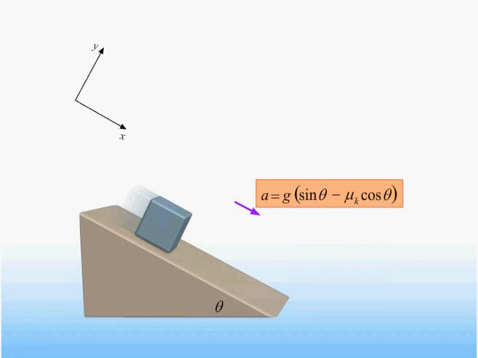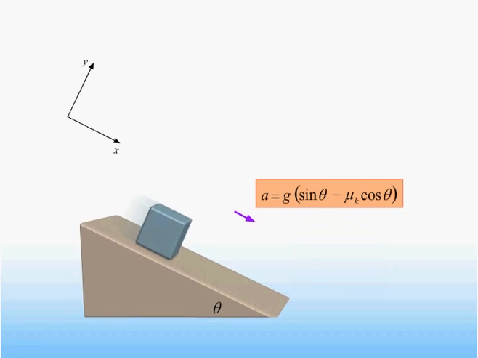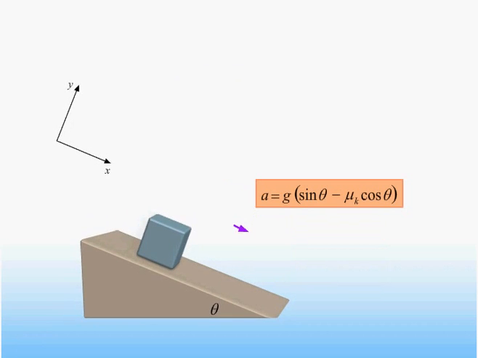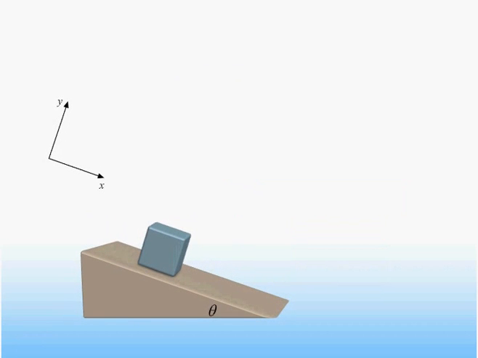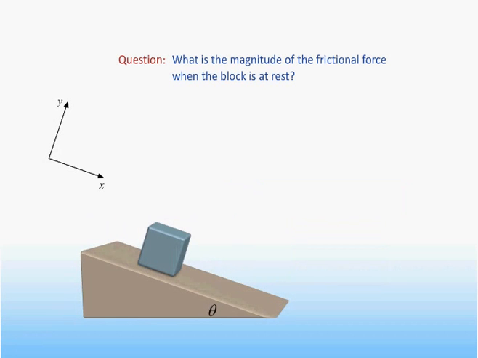We've just determined the acceleration of a block sliding down a ramp. In particular, we see that the acceleration decreases as the angle theta decreases. If we make the angle small enough, the frictional force on the box will prevent it from accelerating at all. At such an angle, what is the magnitude of the frictional force?